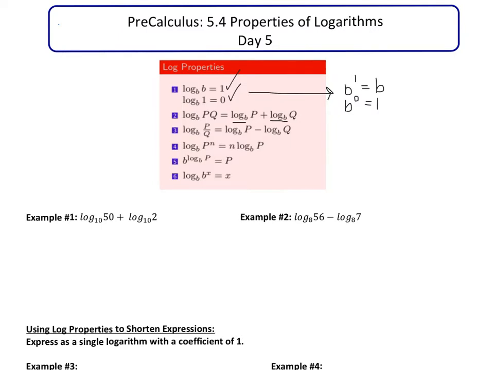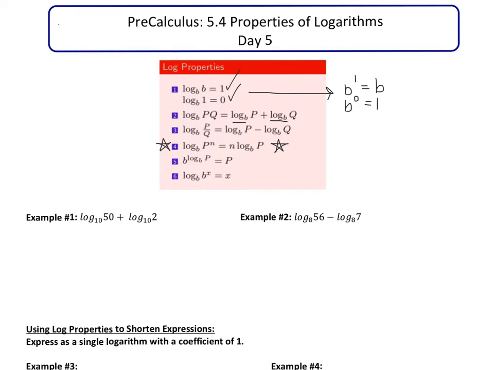Step 3 is if you're subtracting like logs, you're going to divide the arguments, just like exponent rules. Then you have number 4. Number 4 is really important.